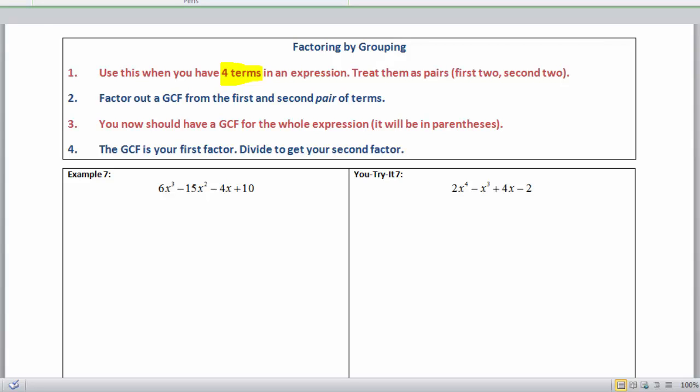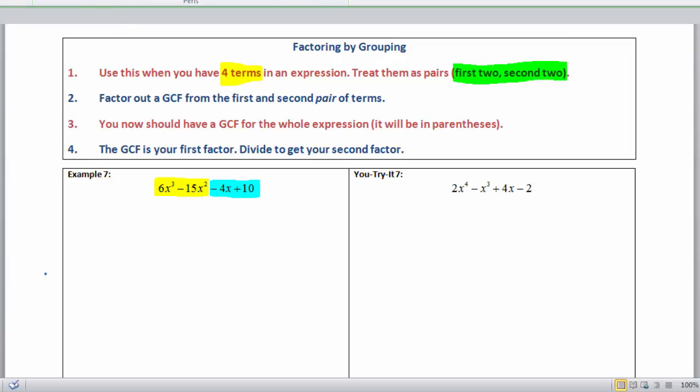And what we're going to do is treat them as pairs. We're going to take the terms in pairs: the first 2 terms and then the second 2 terms. So in example 7 here, if you see, break it up into 2 terms. I have 6x cubed minus 15x squared, and I've got negative 4x plus 10.